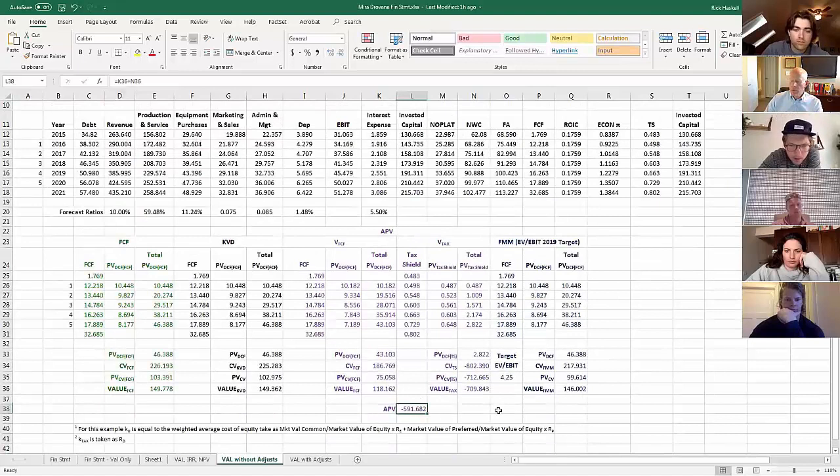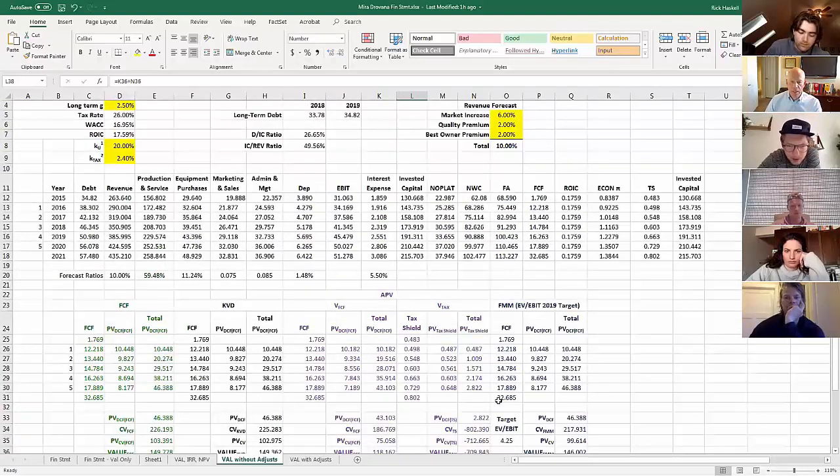My value turns horribly negative. Why? What do you see that's motivating this? The R is less than long-term G. R is less than G. So that means, in the denominator of the continuing value, we create a negative.